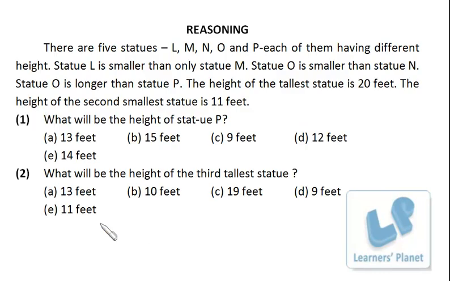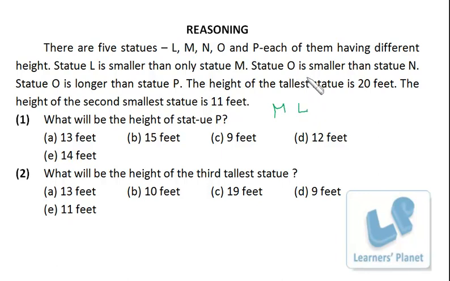First we have two questions from the reasoning section. There are 5 statues L, M, N, O and P, each of them having a different height. Statue L is smaller than only statue M. So we just arrange them in either ascending or descending order. Statue L is smaller only than statue M, that means statue M is the highest and then L.